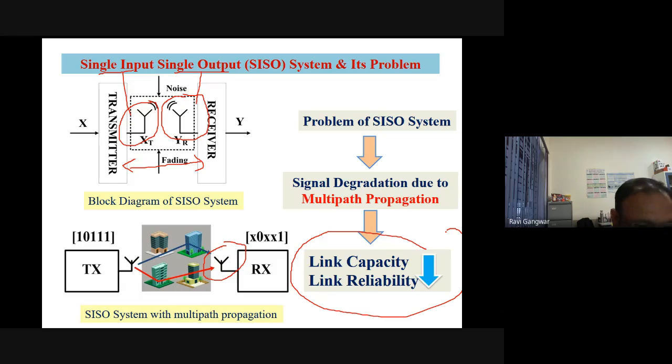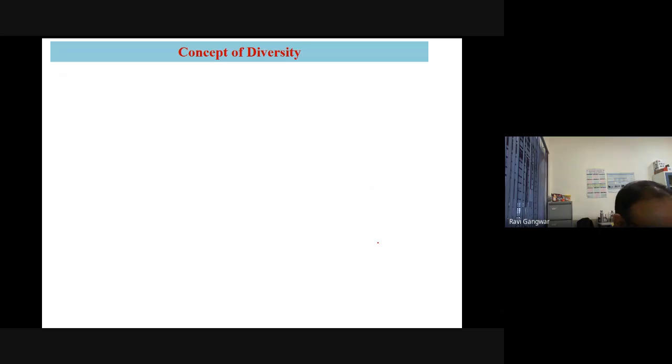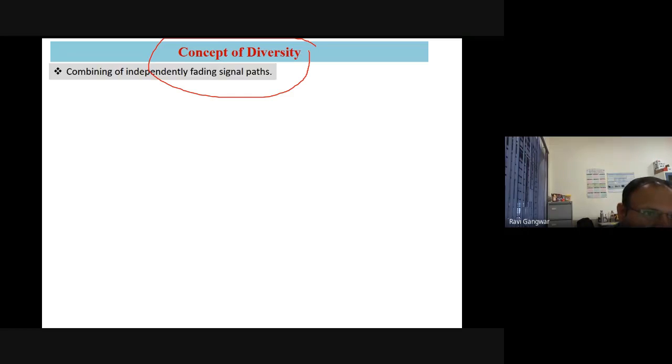Then how are we going to solve this problem? The researchers moved on to another concept which is known as diversity. This concept of diversity uses the major drawback of the SISO system as a potential solution for next generation technology. That means the multipath propagation, which was the major challenge and problem in the initial SISO systems, gives a new solution in terms of diversity for next technologies like MIMO technologies. When we define diversity, it means the combining of independent feeding signal paths. That means we are talking in terms of multipath propagation.